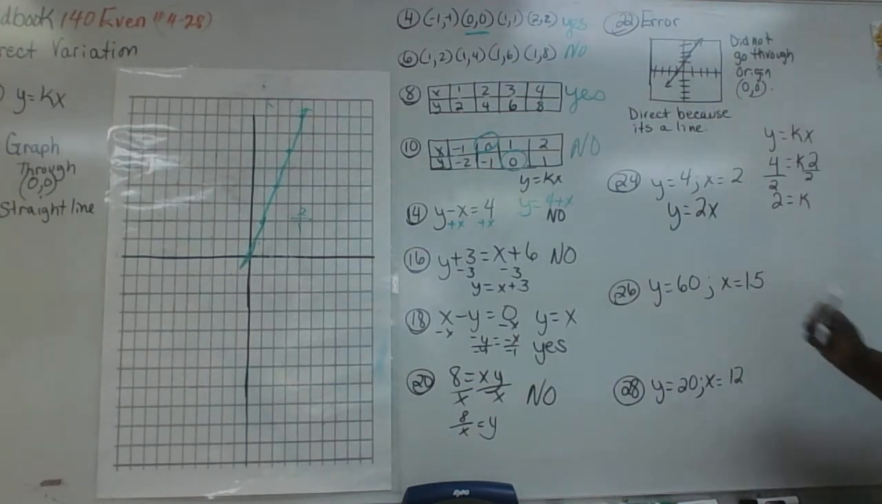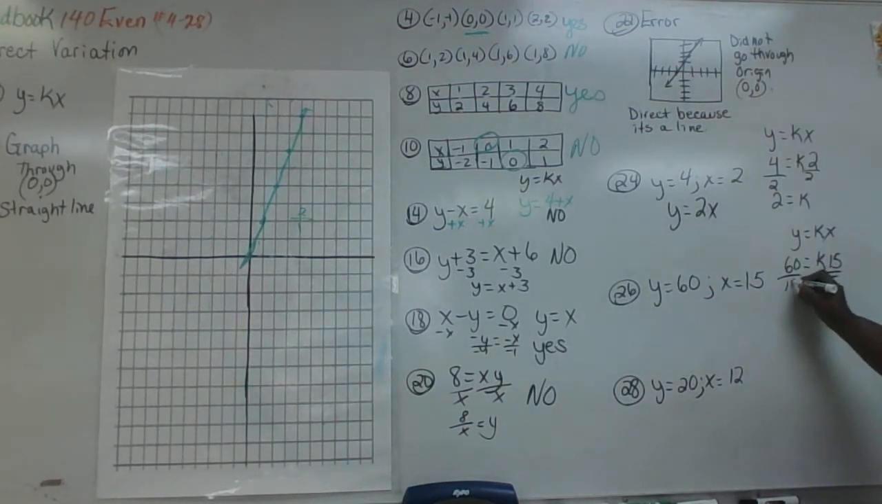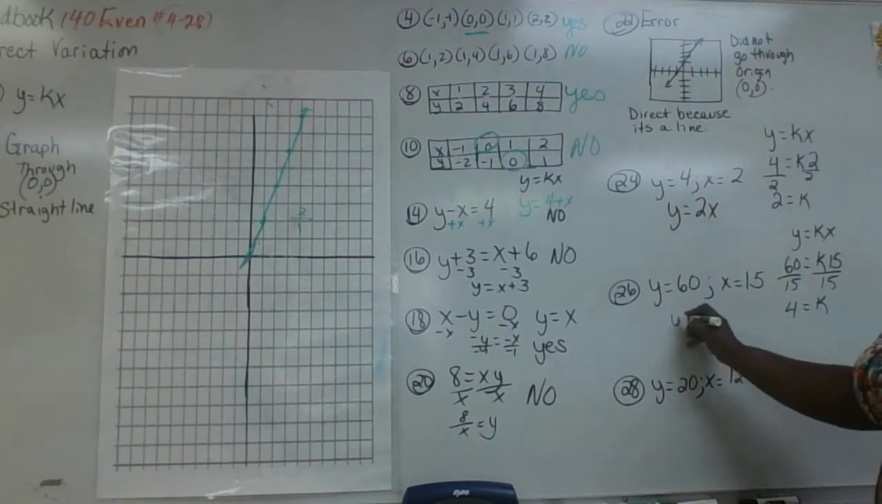Let's take a look at number 26. Number 26, remember the original formula, y equals kx. So therefore, our y is 60, our x is 15. Okay? We divide both sides by 15. All right? And 60 divided by 15 is 4, is equal to our k. And therefore, our formula should be written y is equal to 4x.